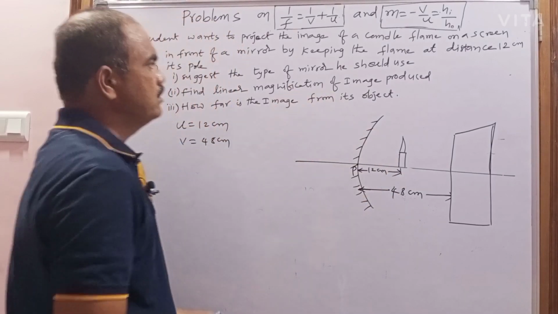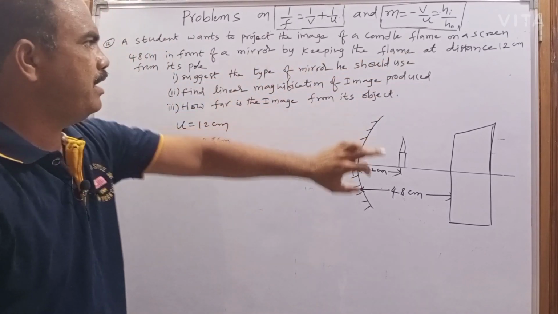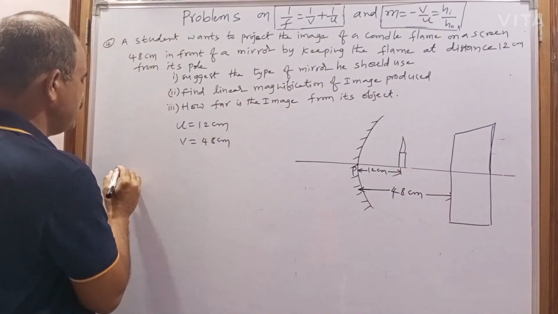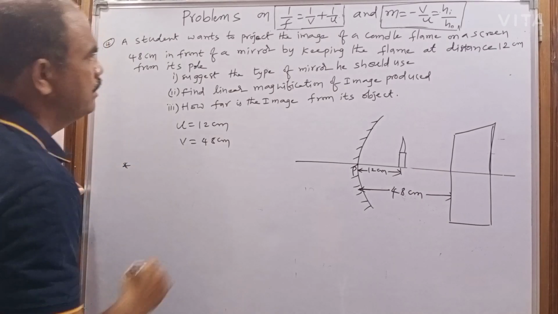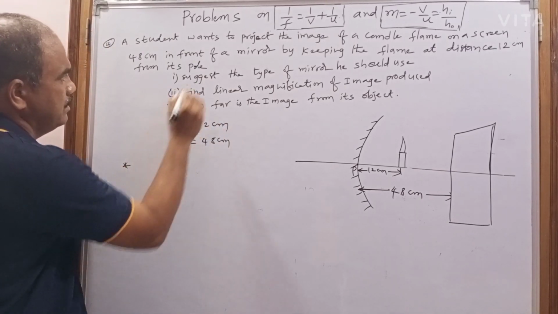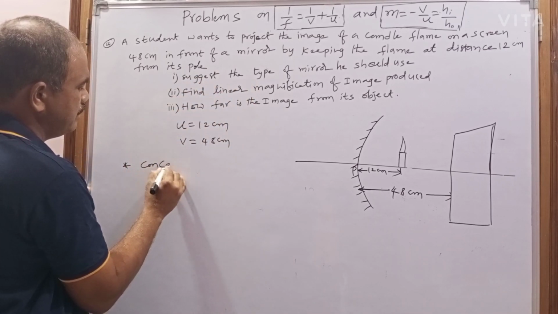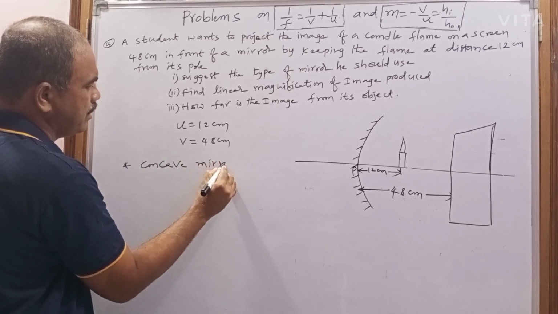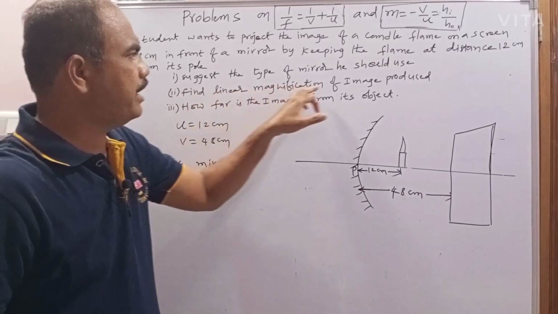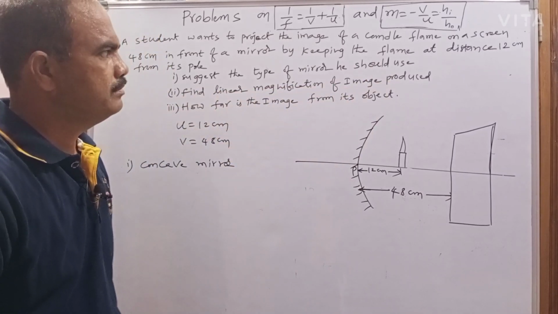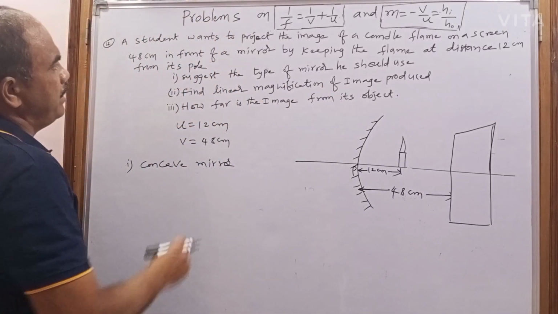So that's why, we have to suggest the type of mirror he should use. So we suggest that the mirror is a concave mirror. This is the first question's answer. Next, coming to the second. Find the linear magnification of the image produced. To find the linear magnification, what is given here?